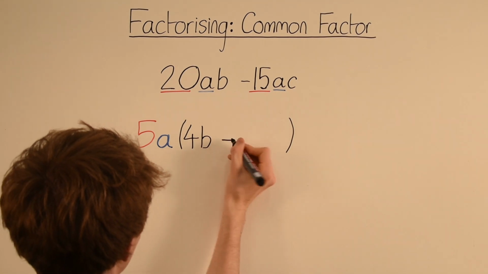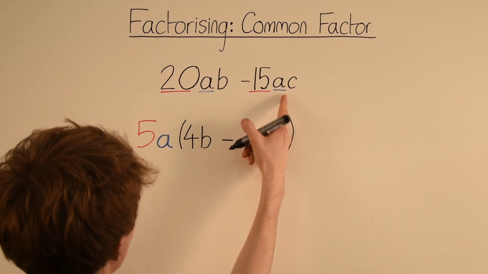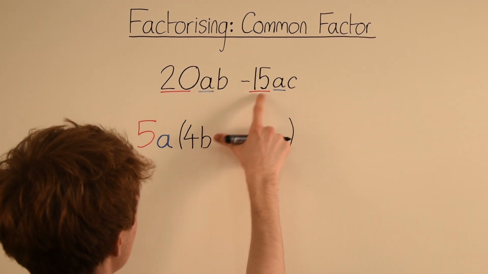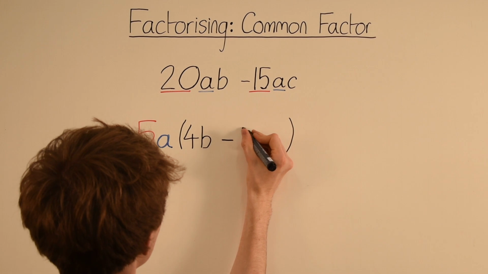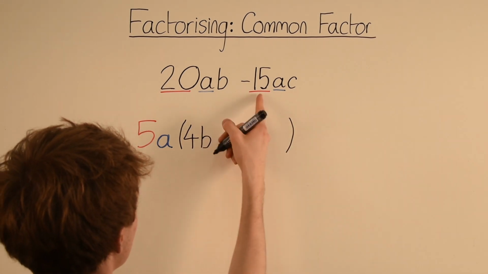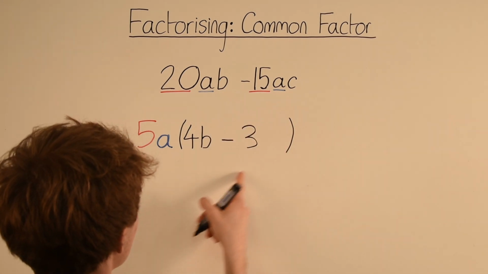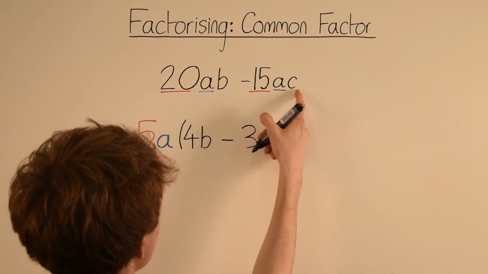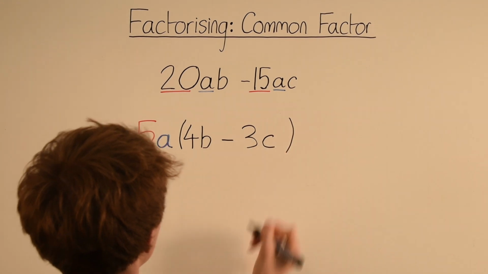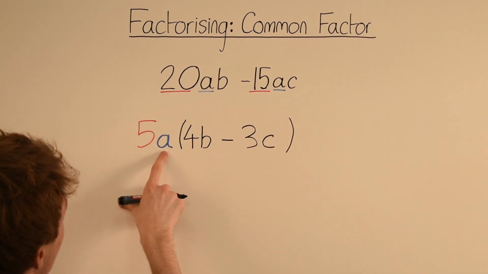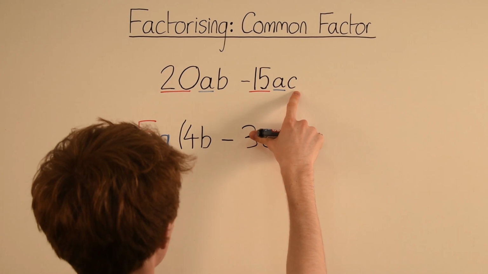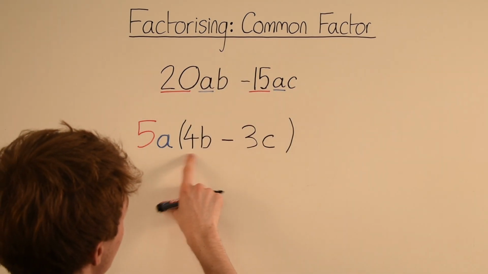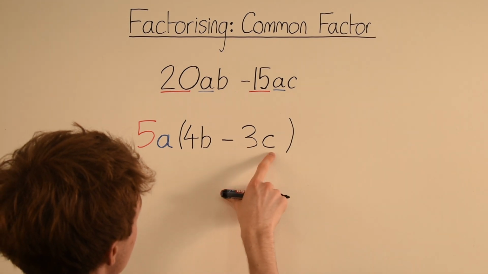So now we can copy the minus down and we can move on to the second term. So we need something that multiplies by 5a to give 15ac. Well, 3 multiplies by 5 to give 15. So that means that 3 multiplies by 5a to give 15a. But we need a c as well, so we're going to need to put the c here. So that 3c times 5a is 15ac. And we've now factorised this expression as 5a multiplied by 4b minus 3c.